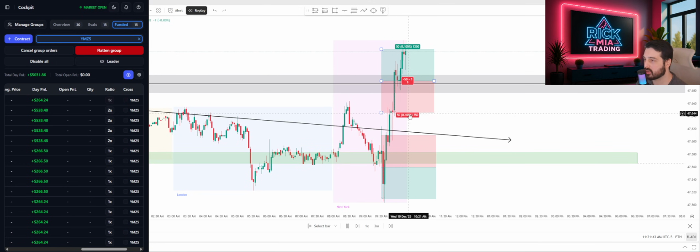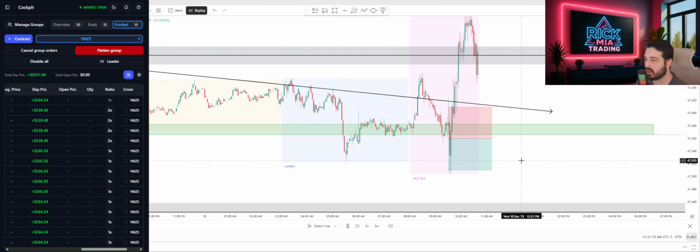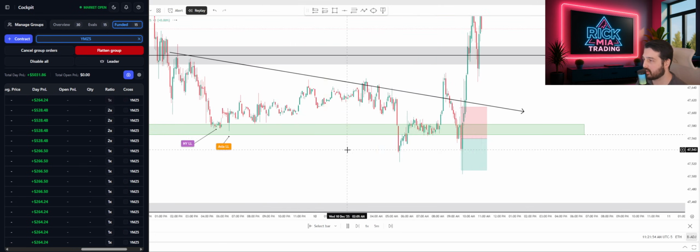But actually, both setups would have played out. So the buy setup actually played out perfectly as well, but I did not take that. I just take one trade a day, win or lose. And yeah, it's as easy as that.